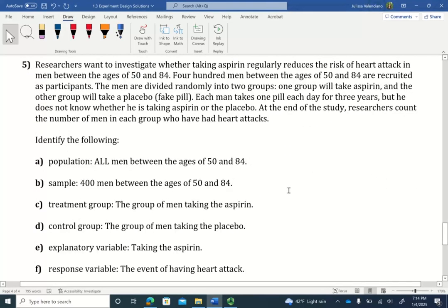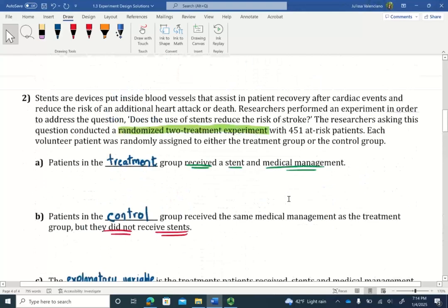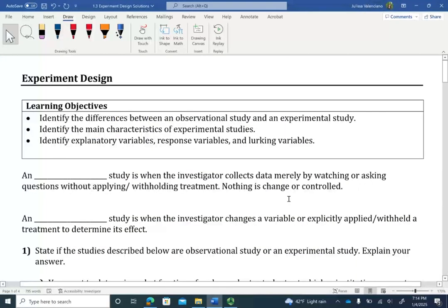As we conclude our lesson, I encourage you to go back to the learning objectives. Ask yourself, can I identify the difference between an observational study and an experimental study? Can I identify the main characteristics of an experimental study? And can I identify explanatory variables, response variables, and lurking variables? Okay. You can use our activities or the WAMAP homework to test your understanding about this lesson. Go ahead and find an example that can help you test this learning objective.